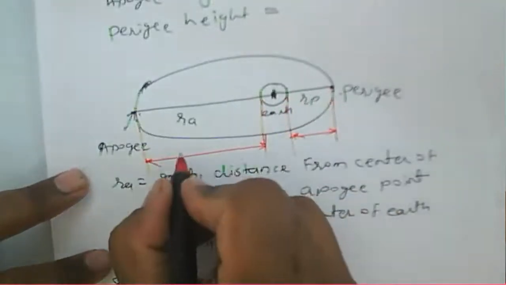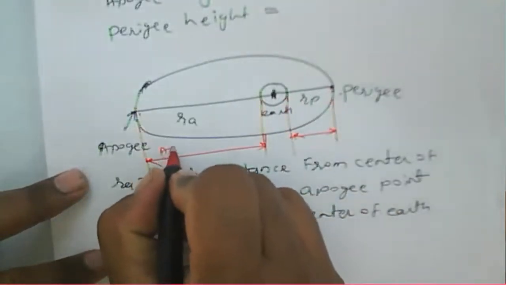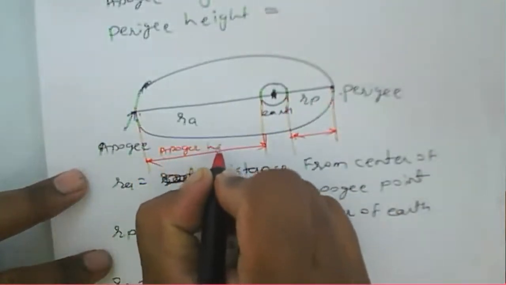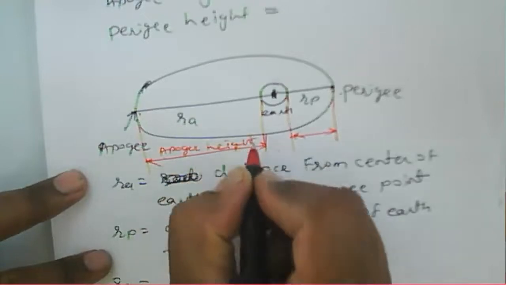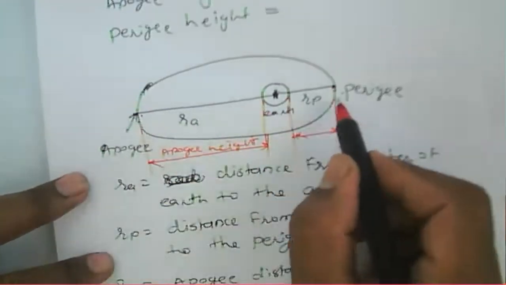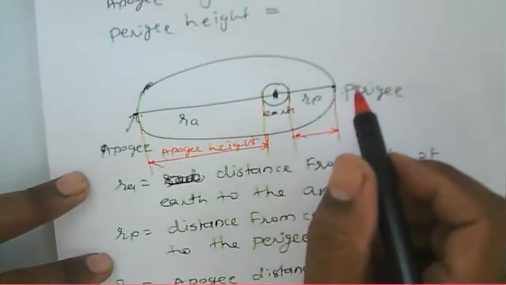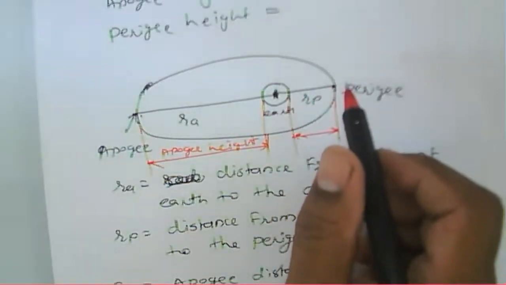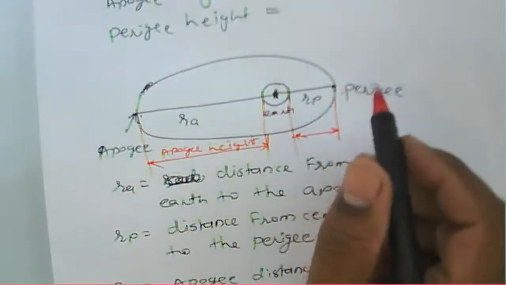But our aim is to find out the height. This is called the apogee height, from the surface of the earth to the apogee point, and from the surface of the earth to the perigee point. That is, the height toward the apogee and the height toward the perigee.